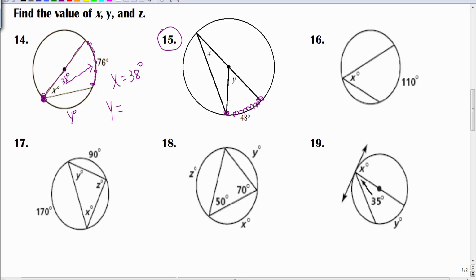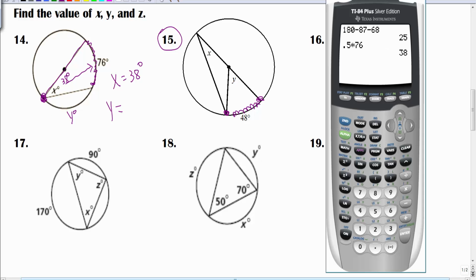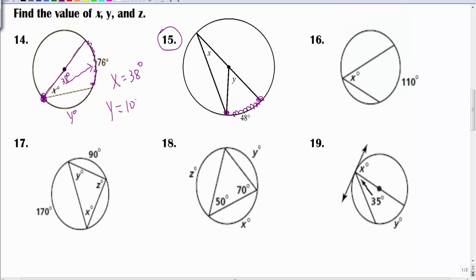So just adding that real quick, you could have a whole bunch of different types of questions based off of these basic concepts. Oh boy, can't even type correctly. All right, and then that's just 104 degrees. That would be the arc measure from here to here. You do this one.